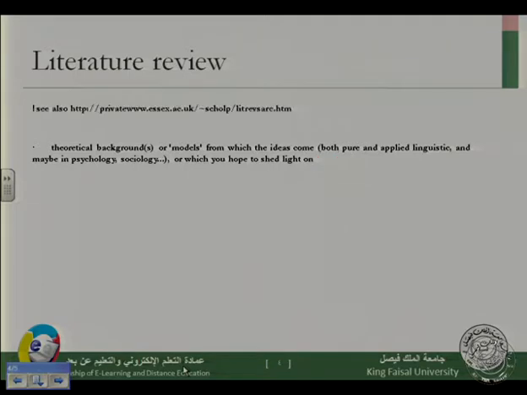If you want to see more about the literature review, you can go to this website again and see how to do a very good literature review. This is a very good guide.